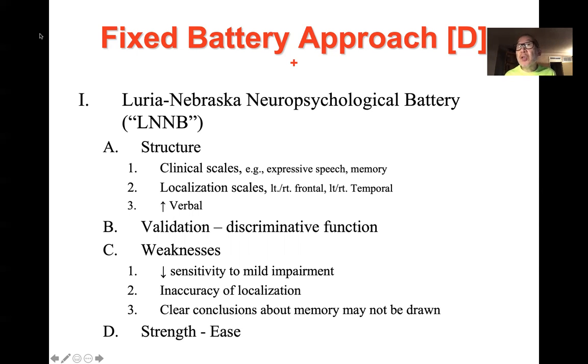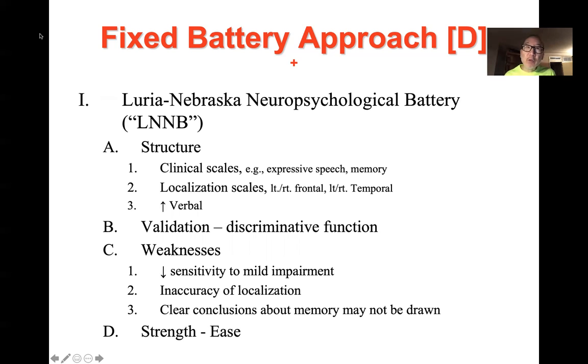And they're administered with the idea that you do the complete battery, you go through all the tests, usually in a specific sequence. Now, the first of the two is the older of the two, and it's the Luria-Nebraska Neuropsychological Battery.